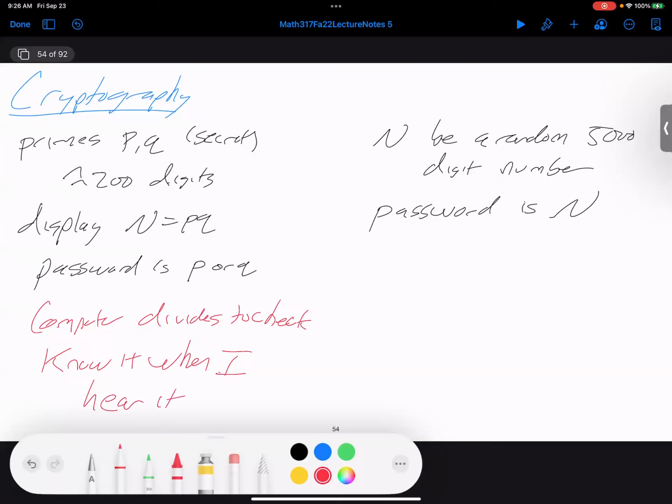In the first case, does the computer need to know the password? Like it needs to know the guess. It needs to know the guess, but does the computer need to know P or Q?